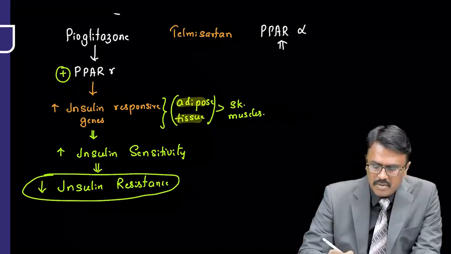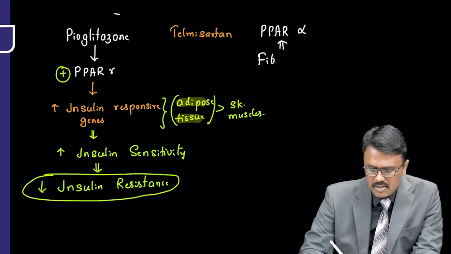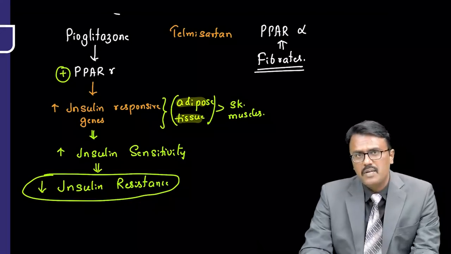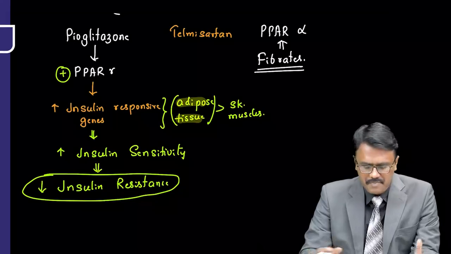Now who will stimulate PPAR alpha? We discussed these drugs in the blood topic. They are called fibrates, and we use them in dyslipidemia. So this is called lateral reading.